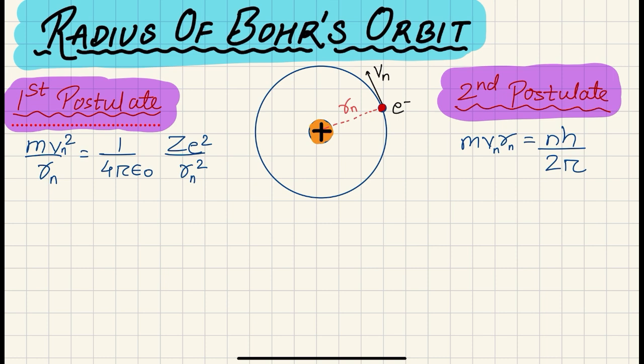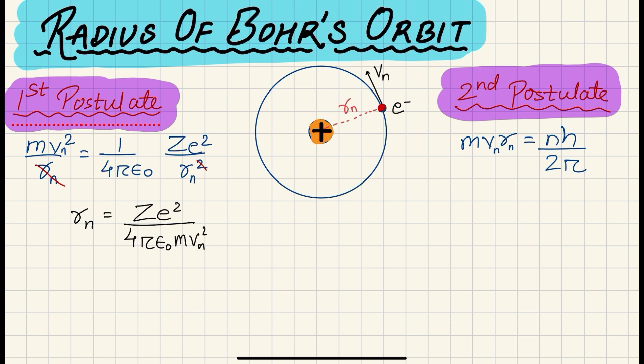Let us proceed. Starting with the first postulate, I can see that I have Rn on both sides, so I can simply cancel this Rn with this square term. Taking this Rn onto that side and the m Vn square onto the denominator on this side, I get Rn to be Z e square over 4 pi epsilon naught m Vn square. Now, what we have done is written the radius Rn in terms of the velocity, but I don't want it in terms of velocity.